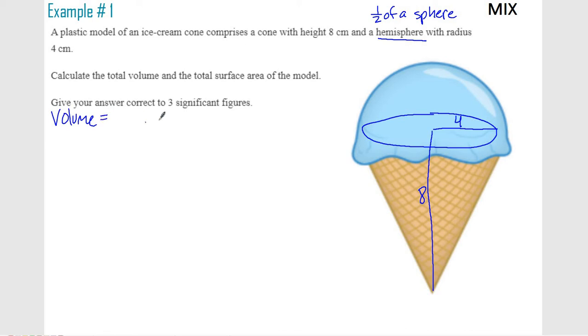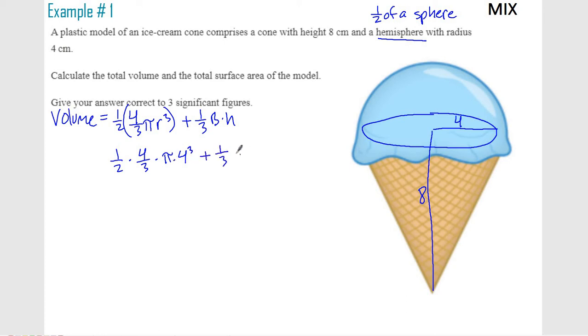So the volume of a sphere is 4/3 pi r cubed, but we only want half of the sphere, so we want half of the sphere plus my cone, and my cone is just 1/3 area of the base times the height. So let's plug in what we know. We have 1/2 times 4/3 times pi. My radius of my sphere is 4, so 4 cubed. That's all being multiplied.